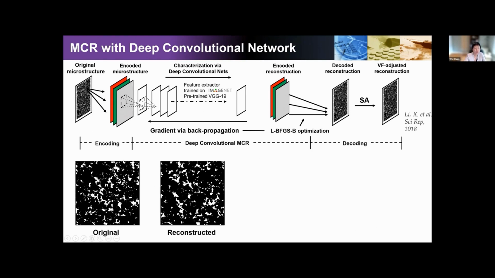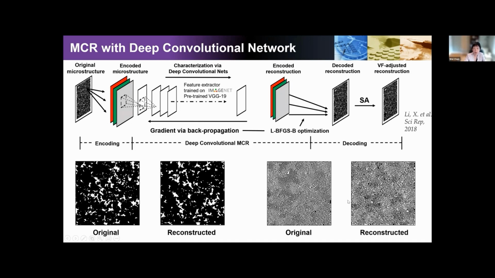So the original microstructure here, I show you an example, that original structure. This is from, I think, a kind of concrete material. You can see the reconstructed behavior. It's very close to the original in terms of this statistical characteristic.